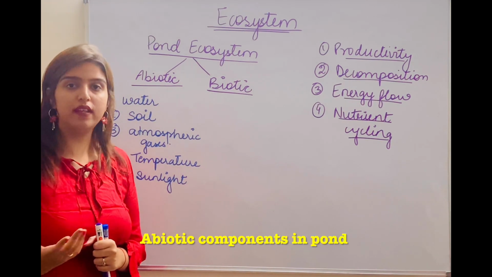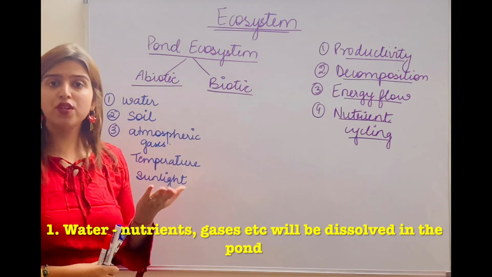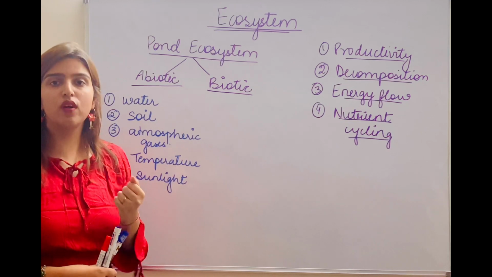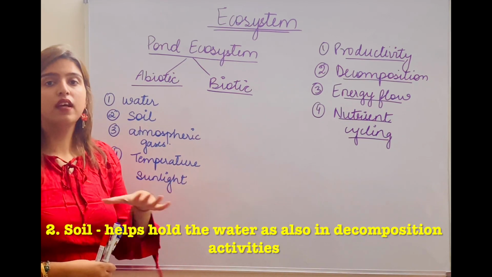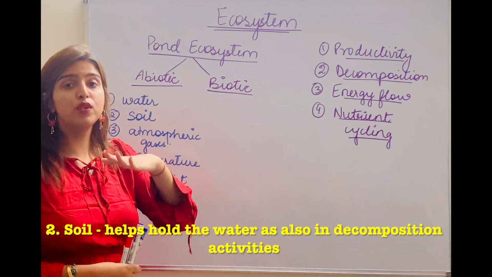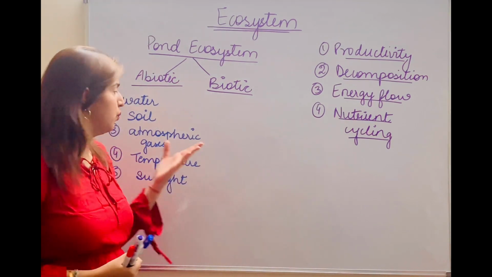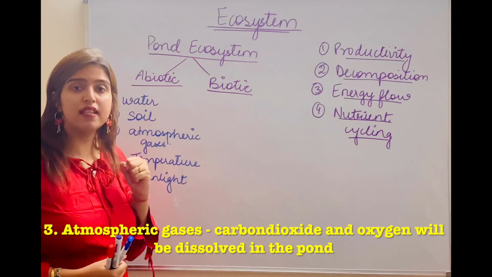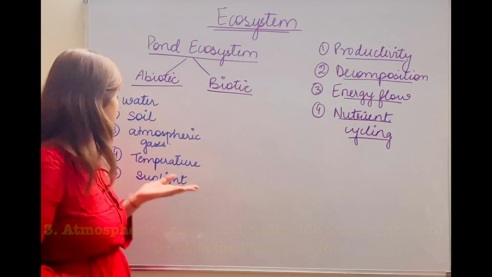Abiotic means non-living. क्या होंगे? I have already told you water, जिसमें nutrients dissolved होंगे, gases dissolved होंगे. Besides that, soil. The soil of the ponds not only forms a base for the water to be held, but also यहाँ पे काफी decomposition activities भी होती हैं. The atmospheric gases, carbon dioxide and oxygen, are going to be dissolved in the pond water.